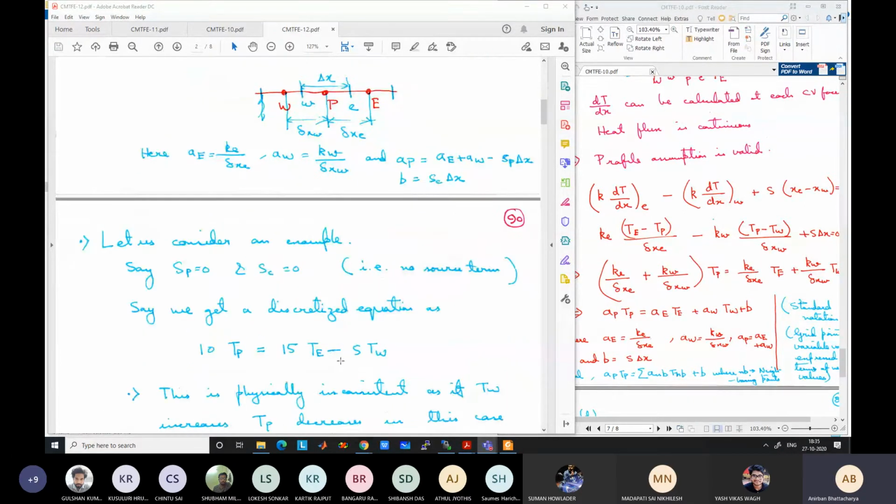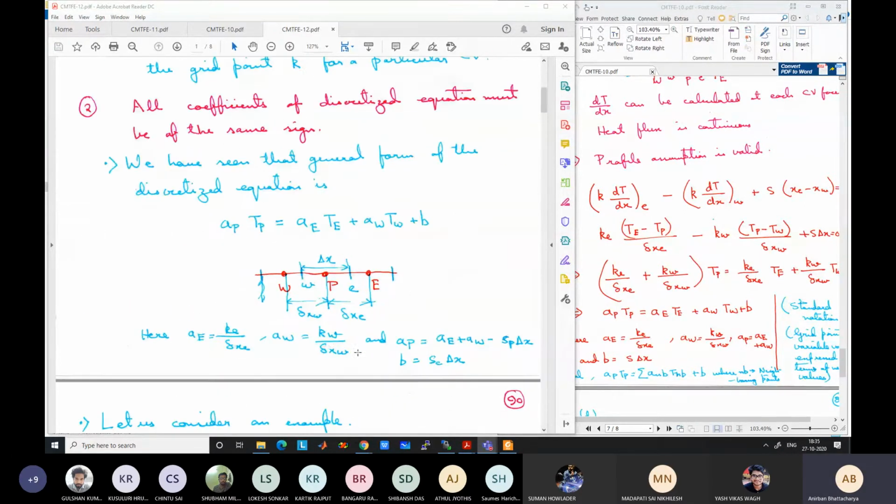Although I have given that unrealistic example here, in real life it cannot happen because both KW and delta XW are positive. The only term which can go in the negative direction is AP, because minus SP delta X can be larger than AE plus AW and the whole term may become negative. This type of situation should also not arise, because this may take the convergence in the wrong direction.